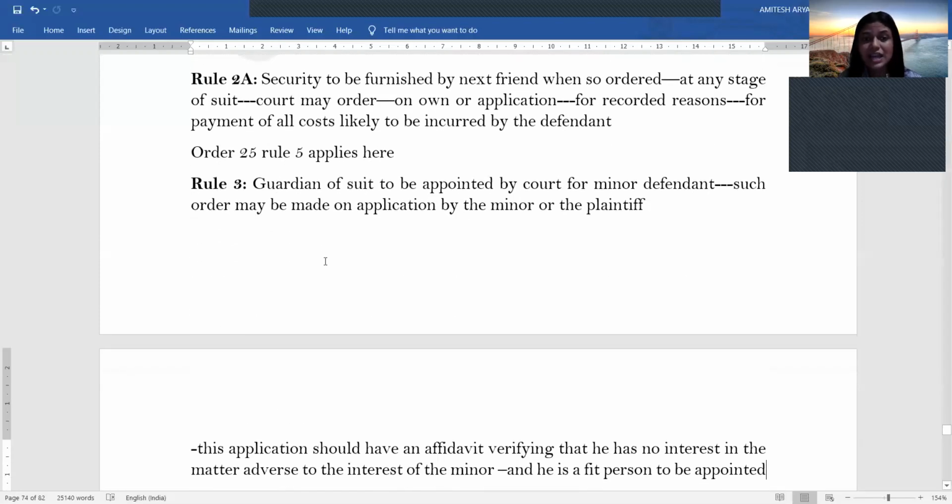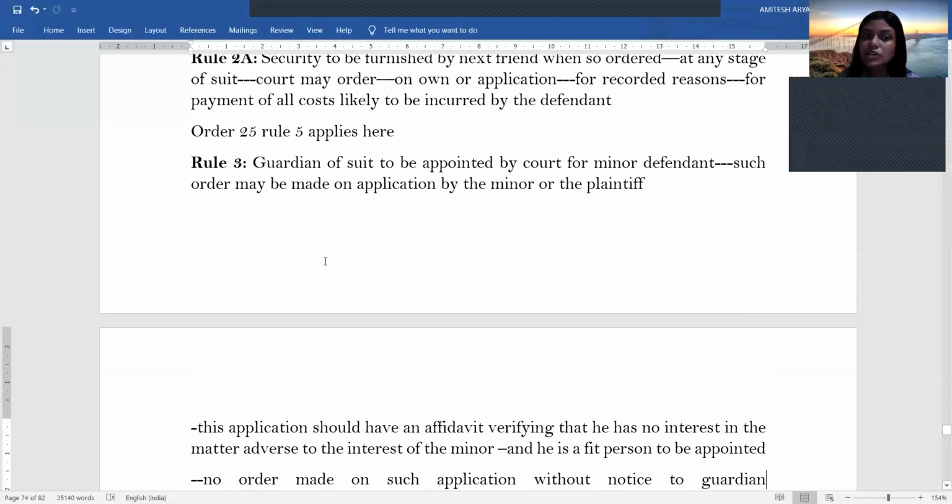Rule 3 states that a guardian for the suit is to be appointed by the court for a minor defendant. Such an order may be made on an application by the minor or by the plaintiff. Where there is a minor defendant, the court may appoint a guardian, and the application can be made by the minor or the plaintiff. This application should also have an affidavit saying that the person who wants to be made the guardian has no interest adverse to the interest of the minor and is a person fit to be appointed.